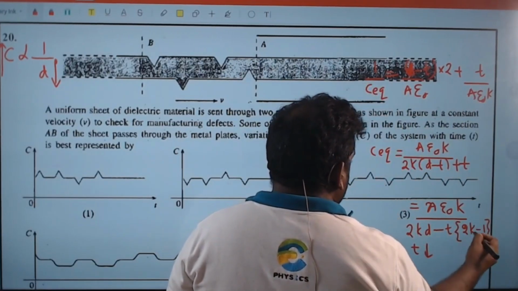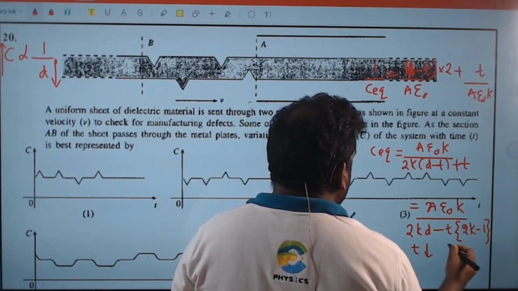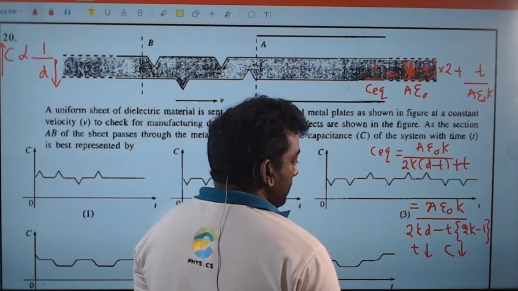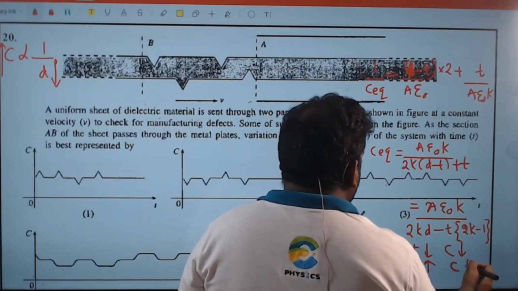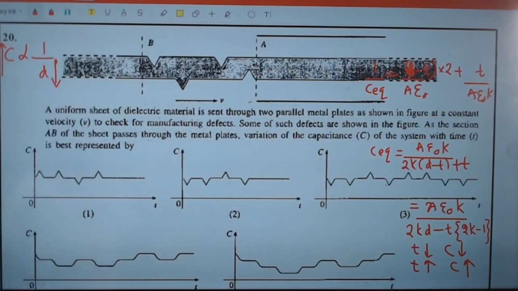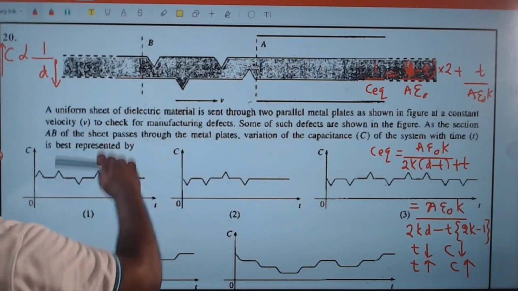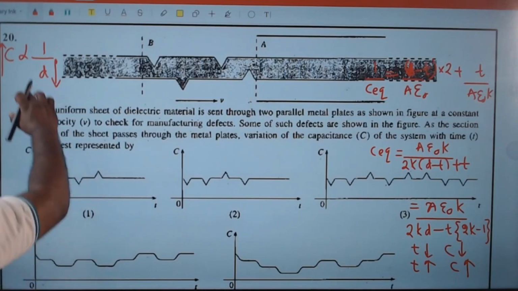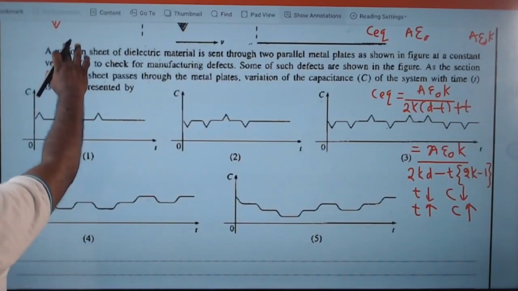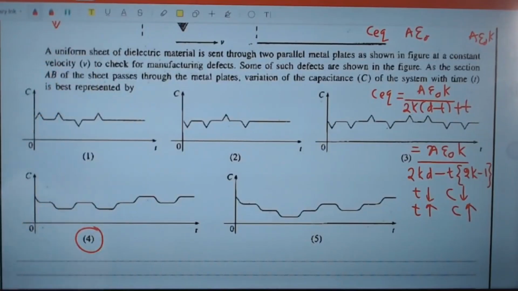Thickness reduces, this part reduces, difference increases, capacitance reduces. Thickness increases, this increases, difference reduces, capacitance increases. So T reduces, C reduces. T increases, C increases. Right. Correct answer is answer number 4.